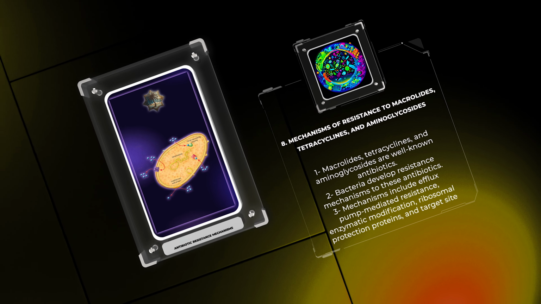Some of these mechanisms include efflux pump-mediated resistance, enzymatic modification, ribosomal protection proteins, and target site modifications. These adaptations enable bacteria to evade the effects of these commonly used antibiotics.